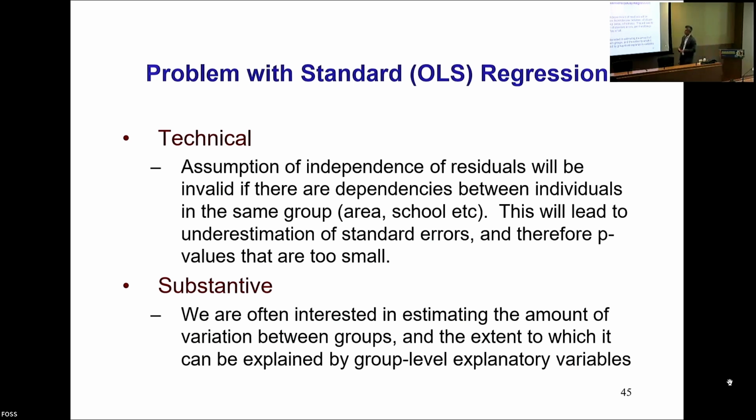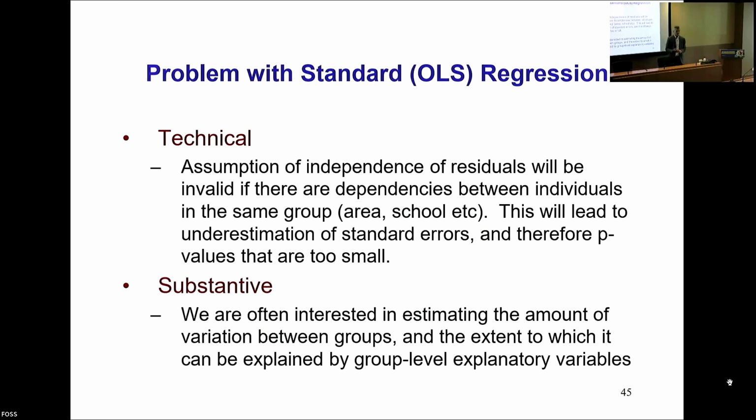So that's the technical reason why we would do a multi-level model, but often we're interested in, if you're a sociologist like me, group differences. We're not really interested in individual differences, but we're interested in why groups differ. Why does one class perform better than another class? Is it because of the school teacher, or is it because of some other factor?